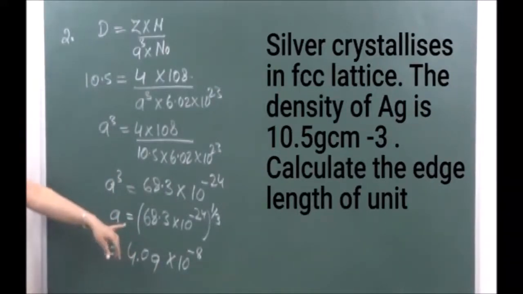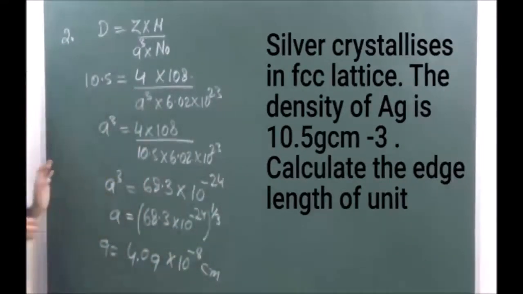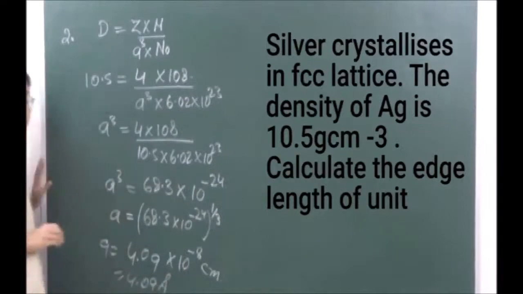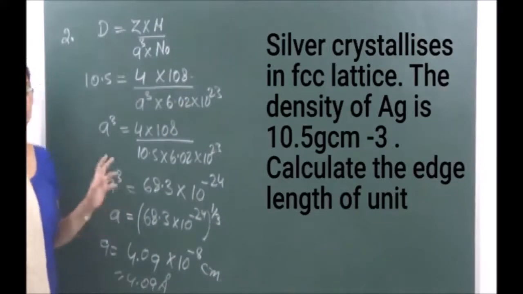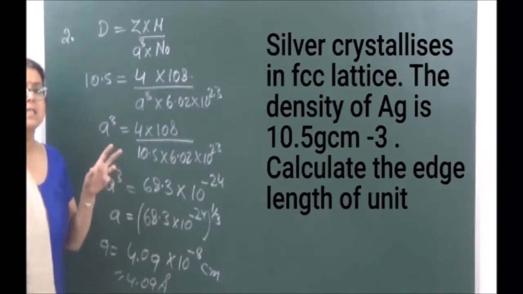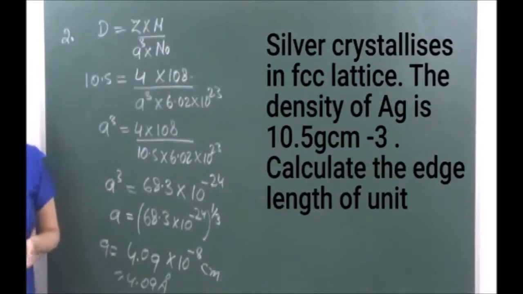Now this answer is coming in centimeters. If we convert it into Angstrom, it will be equal to 4.09 Angstrom. So this is the second type of question, in which you have to calculate the edge length. After that, we had done one more formula in which we were finding the nearest neighbor distance and the radius. So let's do a few questions on that formula also.